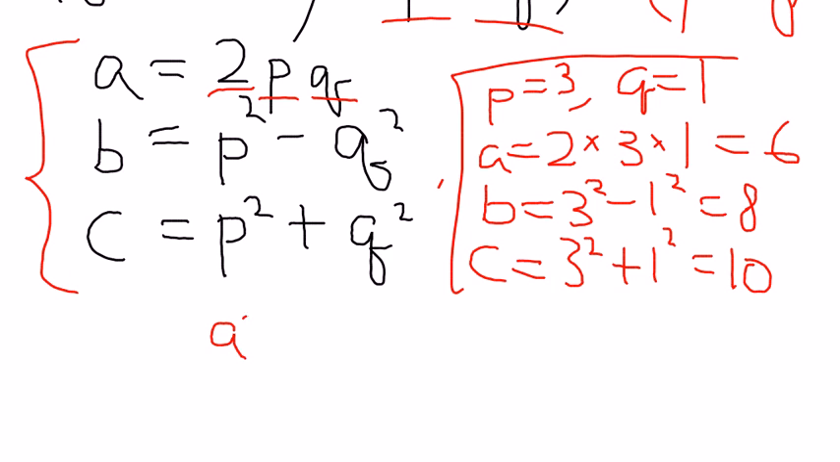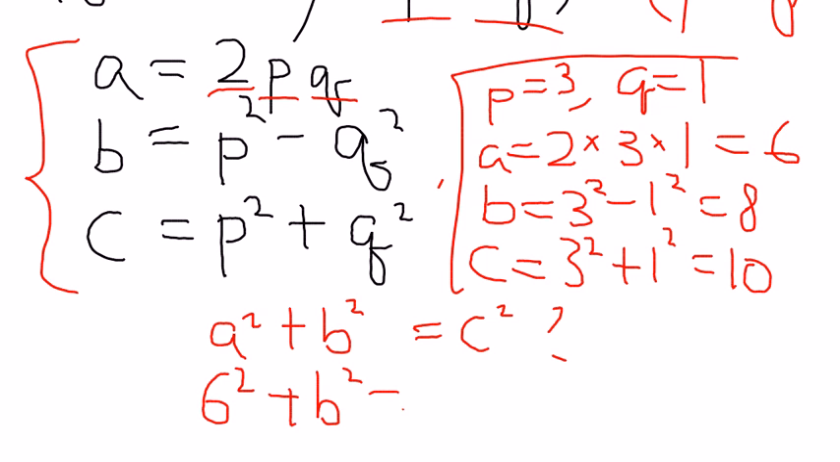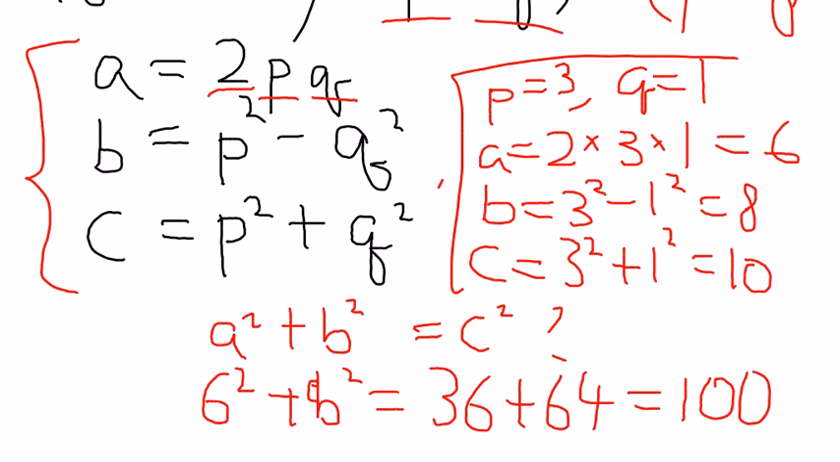Now you can check whether a squared plus b squared is equal to c squared. I believe you know how to check it. Now a is 6 and b is 8. In that case, we get 36 plus 64, which is the same as 100. It is exactly the same as 10 squared, which is c squared here.